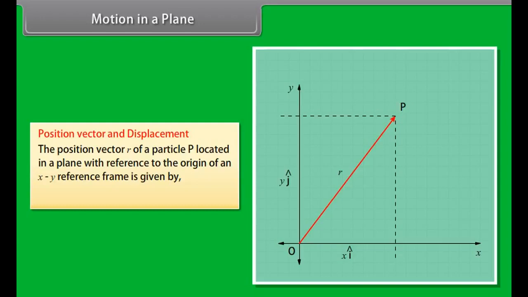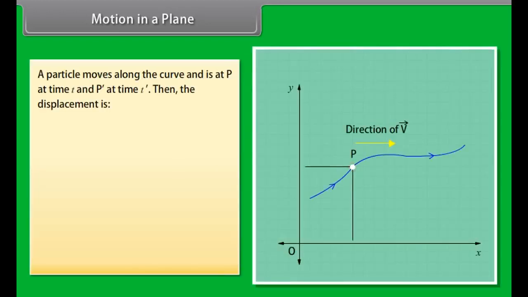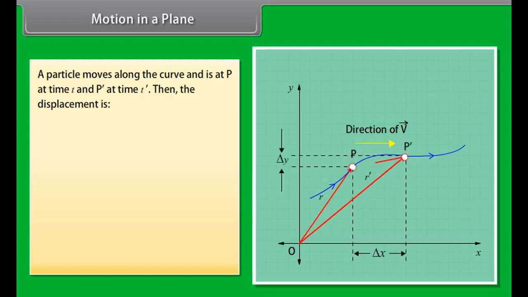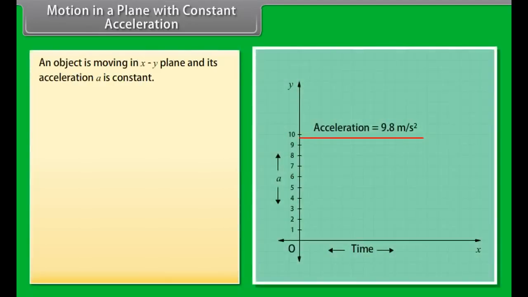Motion in a plane. Let's see motion in 2 dimensions using vectors, position vector and displacement. The position vector r of a particle p located in a plane with reference to the origin of an xy reference frame is given by r is equal to xi plus yj. A particle moves along the curve and is at p at time t and p dash at time t dash. Then the displacement is delta r is equal to r dash minus r. By putting values, we get delta r is equal to i delta x plus j delta y.